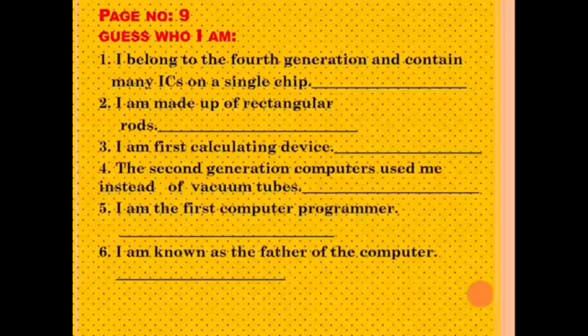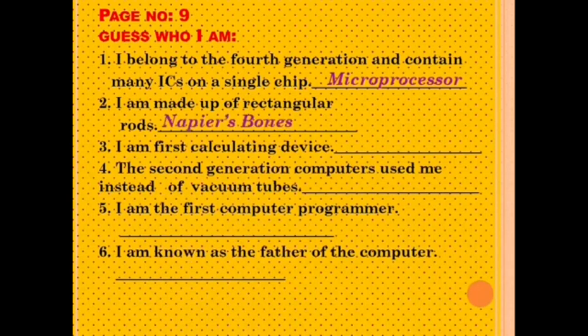Your first Roman is Guess Who Am I. The first one: I belong to the fourth generation and contain many ICs on a single chip. Now only we saw, no, they have many ICs, what is that? Yes, it is a microprocessor. The next one: I am made up of rectangular rods. Which device is made up of rectangular rods? Yes, it is Napier's bones.